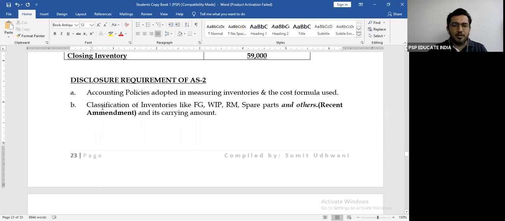Second, you will not only show closing stock or value of inventory, the total amount. You will have to bifurcate into raw material, finished goods, WIP, spare parts and others.